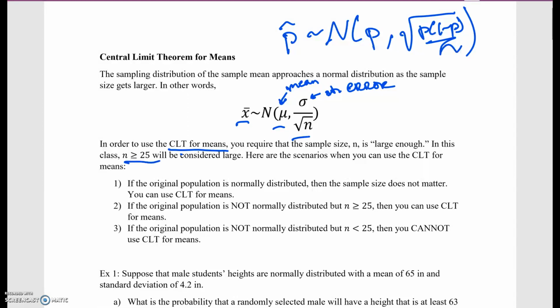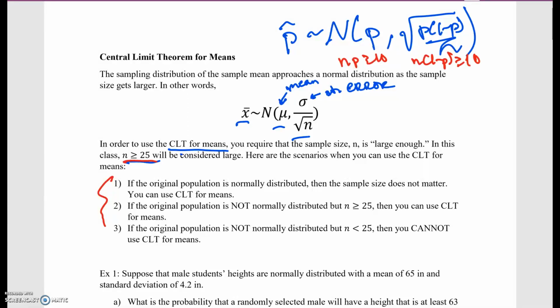This is very different than p hat, because for p hat we had n times p greater than or equal to 10 and n times 1 minus p greater than or equal to 10. In this case, we just require that n is greater than or equal to 25. So make sure that you really understand these scenarios because there might be something like a true and false question there for the upcoming exam.